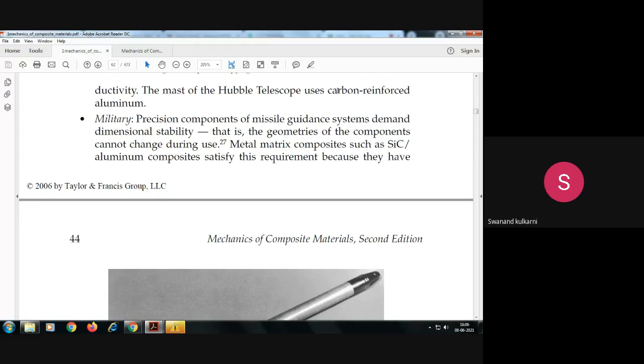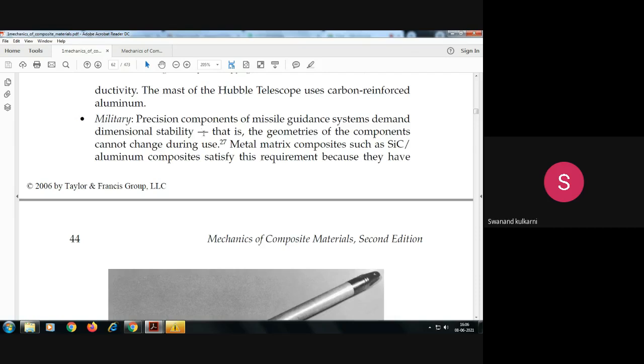So carbon reinforced aluminum. One example we have seen is boron aluminum, and how it is useful in space. At the same time, carbon reinforced aluminum is also used in the Hubble telescope. That is also one of the advantages.